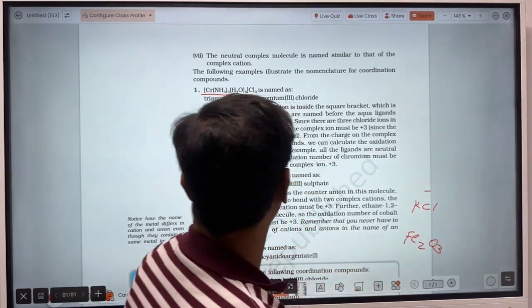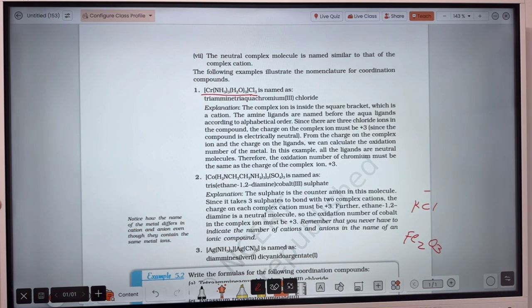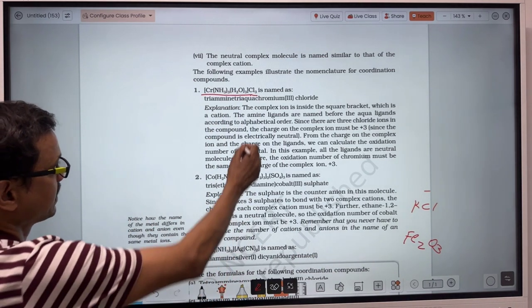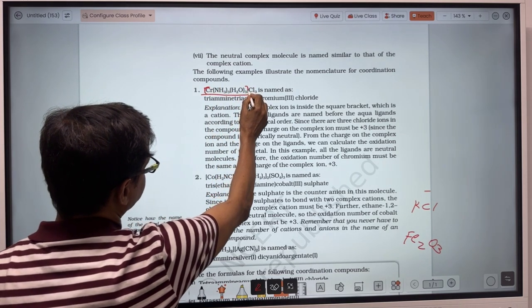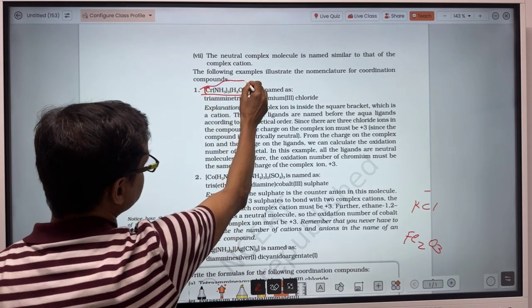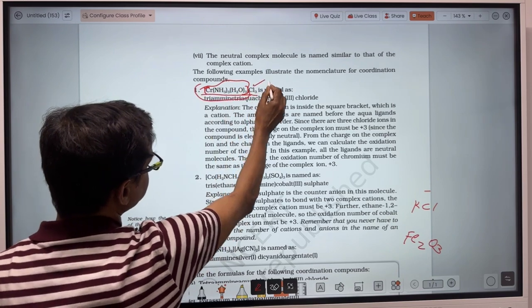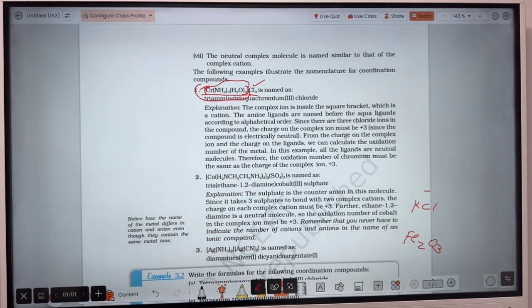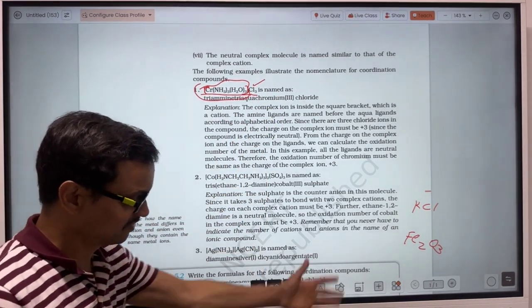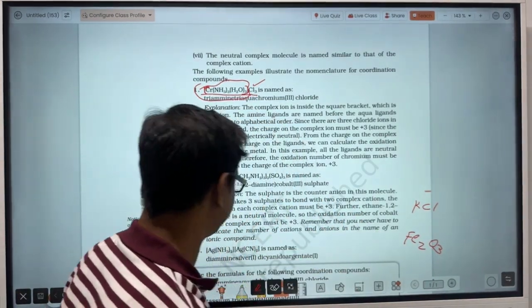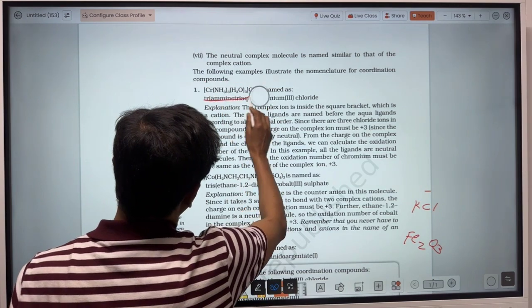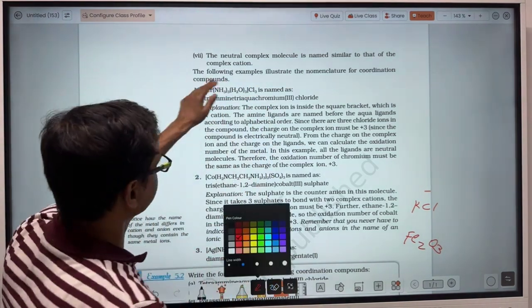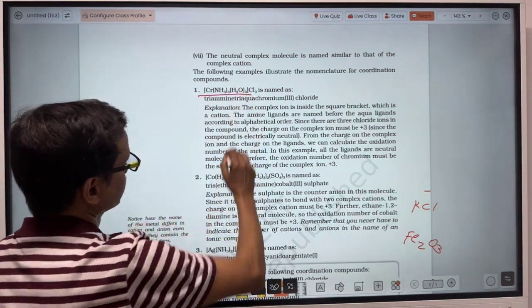In the same way here, firstly you will have to write the name of the cation and then the name of the anion. Let's see in this compound, this coordination sphere, all of this is the cation, and the anion is Cl minus. So obviously we write firstly the name of the cation, then the name of the anion. Then let's see how to write the name of this coordination sphere.